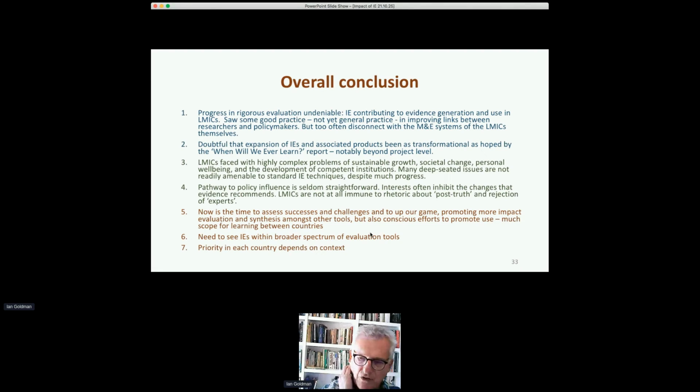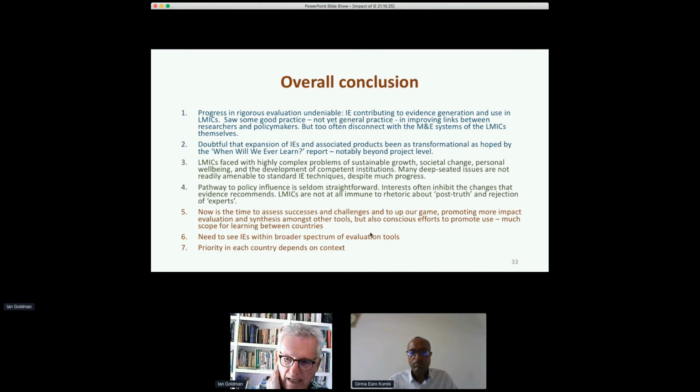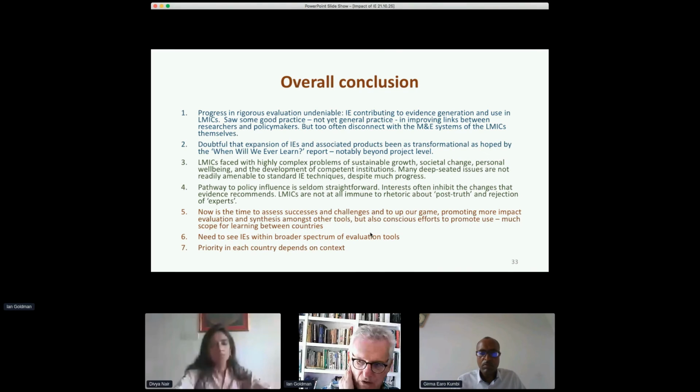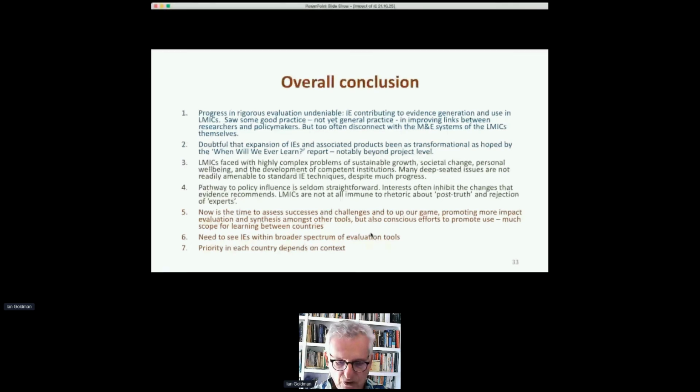But now is the time to assess the successes and challenges and to up our game, promoting more IE and synthesis, but amongst other tools. And we need to see impact evaluations within a broader spectrum of evaluation tools, and they're not necessarily the best tool to use. The priority in each country depends on context. So thanks very much.